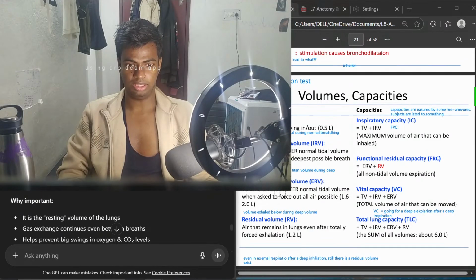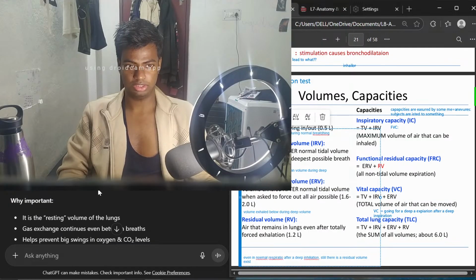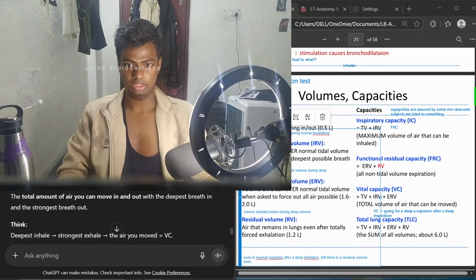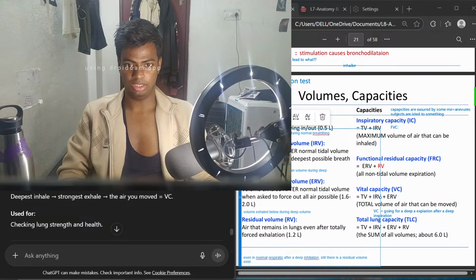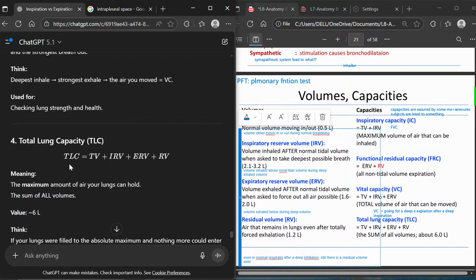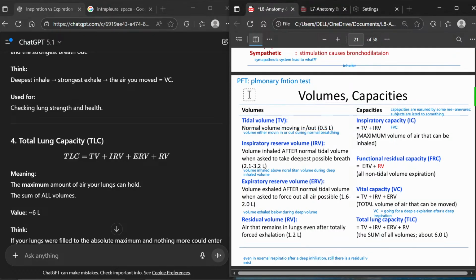Volume remained, ERV plus RV, of course. Vital capacity is the total amount of air you can move in and out with the deepest breath in and out, the total maximum amount of air you can move. But how can ERV come out of the total volume? Because the volume is in excess of tidal volume.